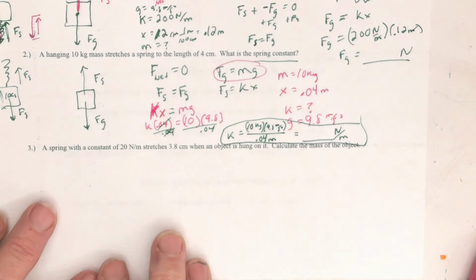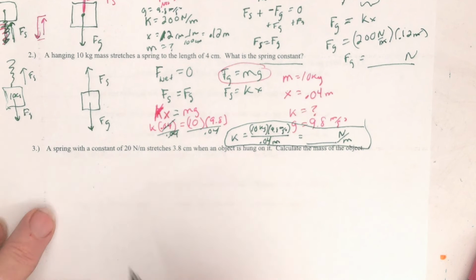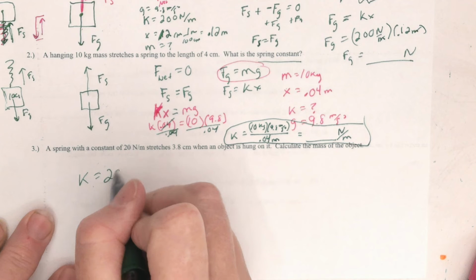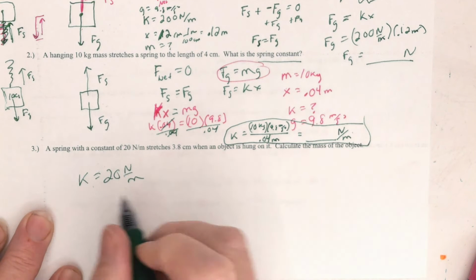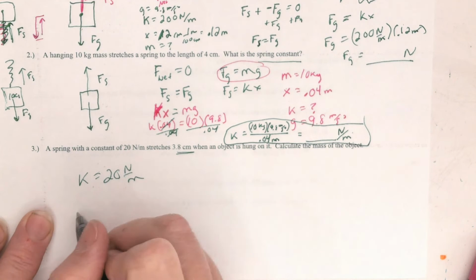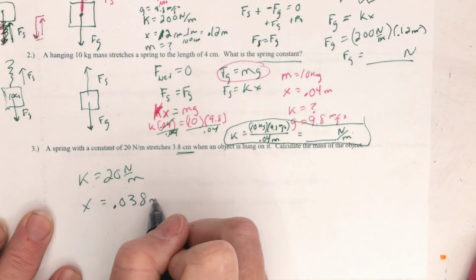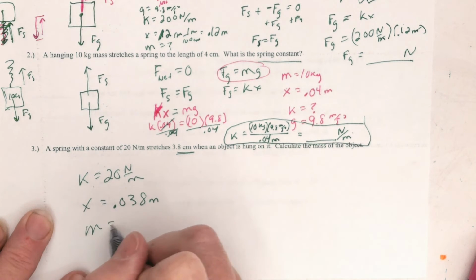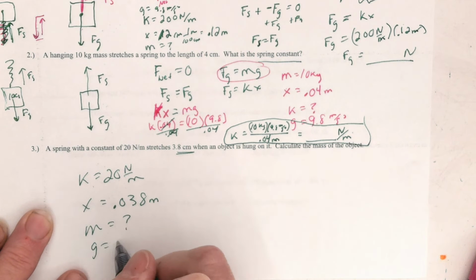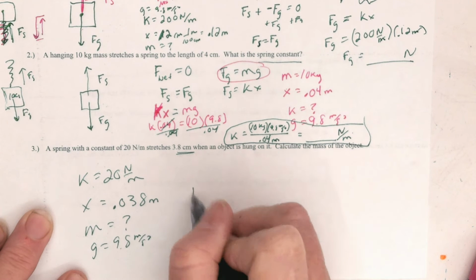All right, let's do the next one. A spring with a constant, oh, there's your k right now, 20 Newtons per meter. Oh, it's the same unit as over there. Stretches, got to convert that to meters, 0.038 meters, divide by 100. When it's hung, calculate the mass. Oh, it's the same question. And gravity we know is 9.8 meters per second squared. Have the same setup.